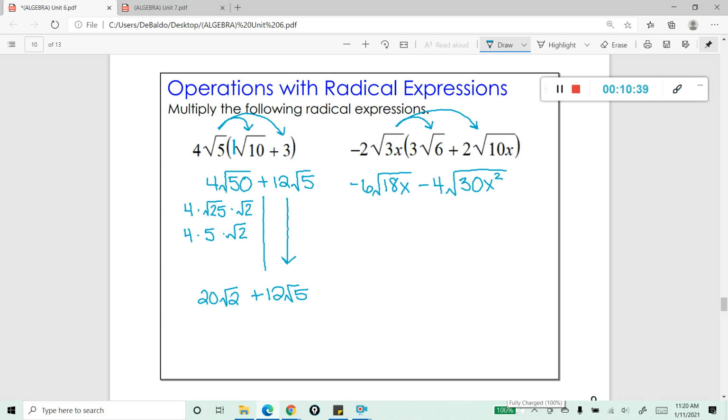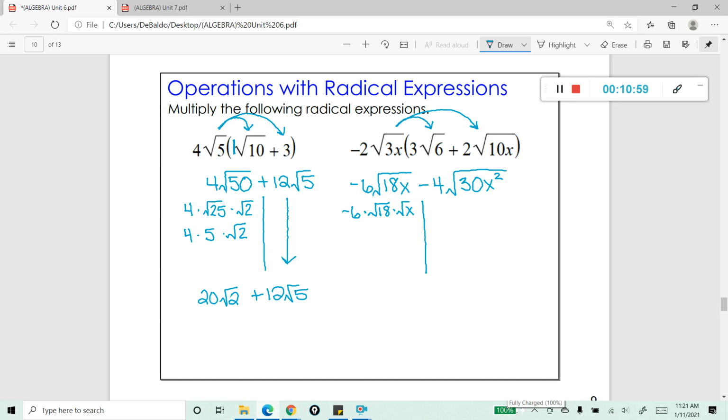Now we're at this point, go ahead and draw a little line down the middle because you have to do 2 separate problems. I'll go ahead and do the first one. I always like to do this first. I like to break everything into all of its pieces. So I'm going to break this into negative 6 times root 18 times root x.